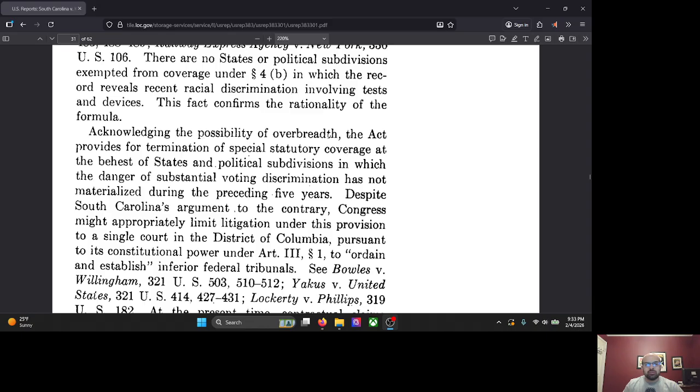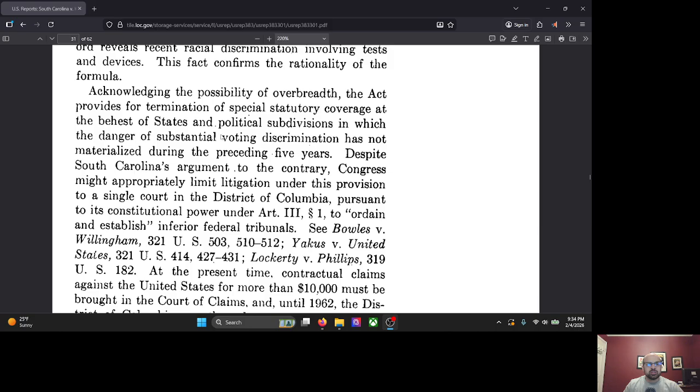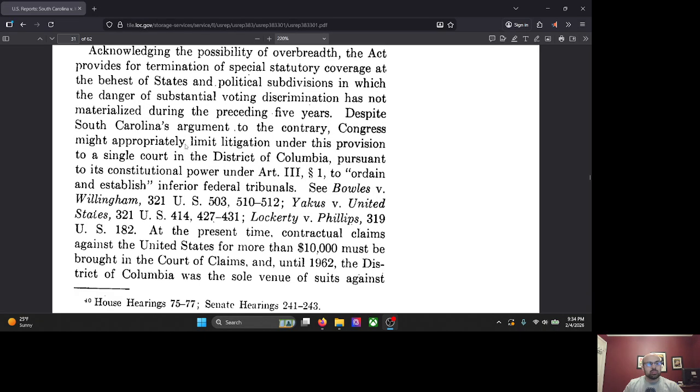Acknowledging the possibility of overbreadth, the Act provides for termination of special statutory coverage at the behest of states and political subdivisions in which the danger of substantial voting discrimination has not materialized during the preceding 5 years. Despite South Carolina's argument to the contrary, Congress might appropriately limit litigation under this provision to a single court in the District of Columbia, pursuant to its constitutional power under Article 3, subsection 1, to ordain and establish inferior federal tribunals.